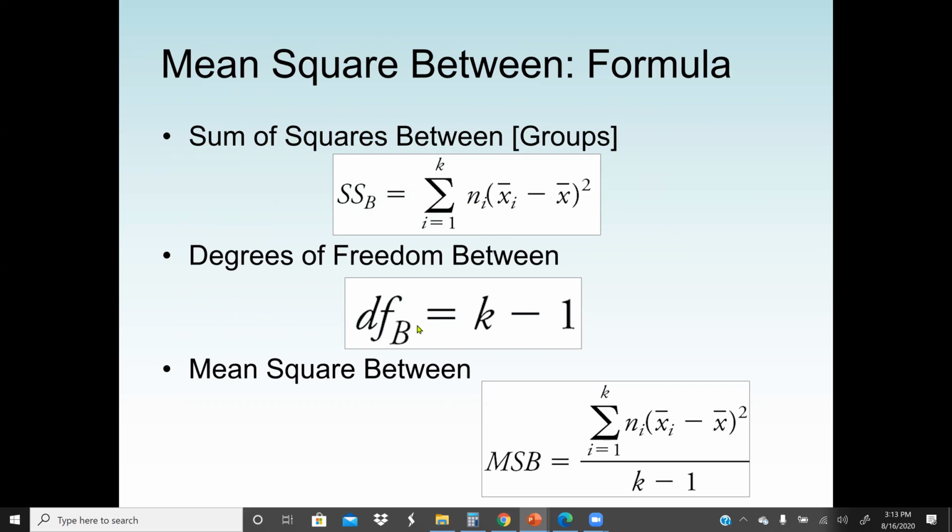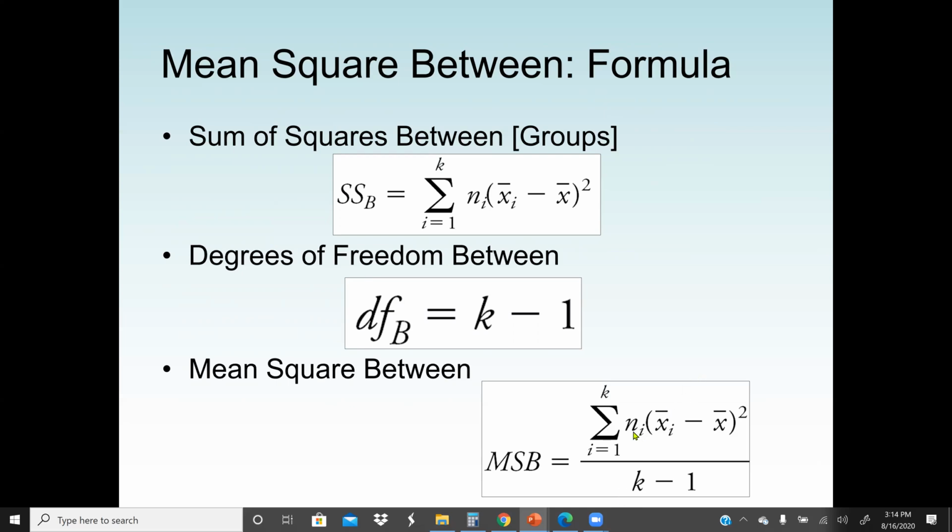So the degree of freedom for between is k minus 1. This time the degree of freedom is not n minus 1, which is the sample size minus 1, but rather the number of groups minus 1. Then we also have the mean square between. So we have the sum of squares between and the degree of freedom between. Between means between the groups. The mean square between, this is the formula here.